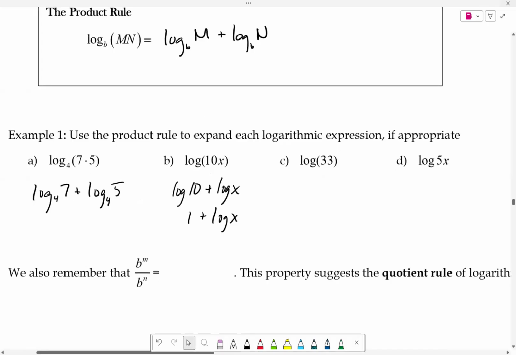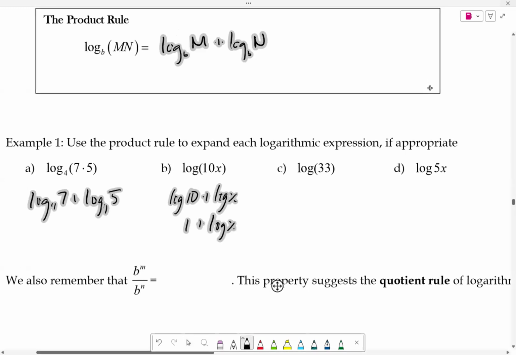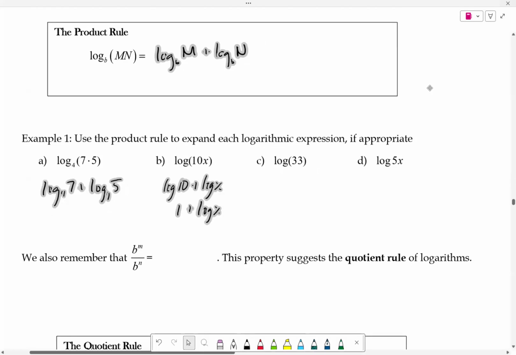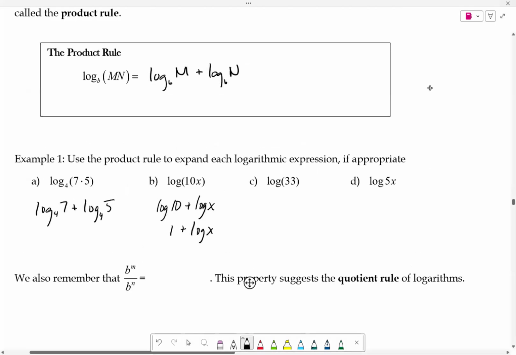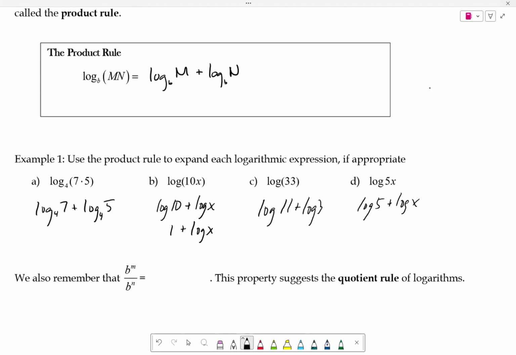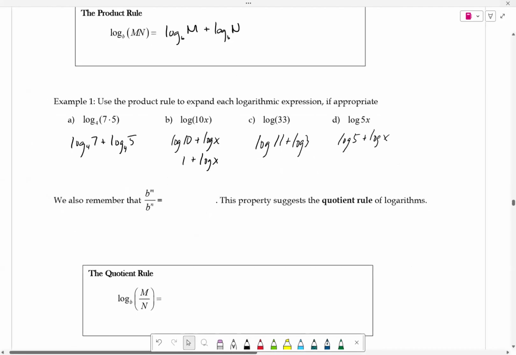Katie, can you help me with C, please? Are we okay with that, everybody? Like they're right on my paper, that'd be great. So log 11 plus log 3. Thank you. And Joanna. Cool. Thank you.